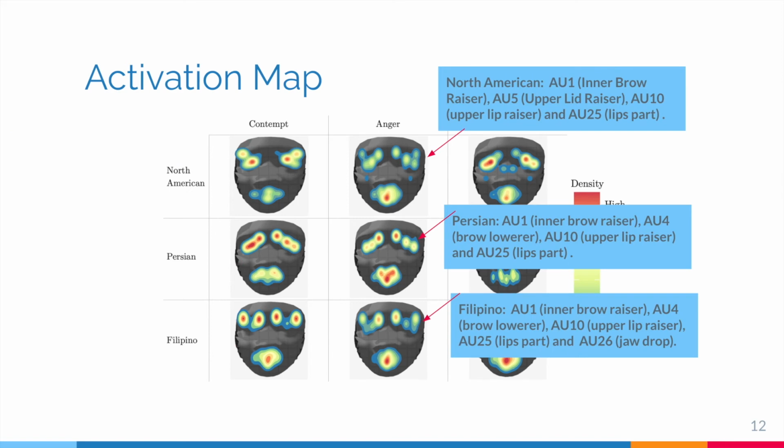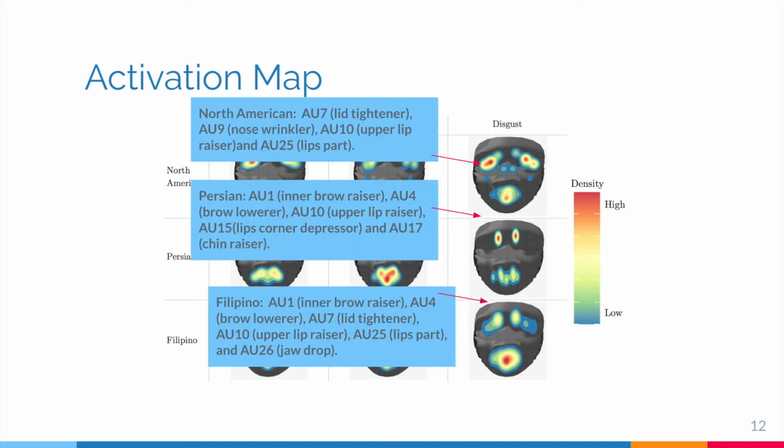For anger, the only activated action unit that resembled prototypical anger for North American was Action Unit 5, while both Persian and Filipino had Action Unit 4 activated. However, anger did look similar cross-culturally, with Action Unit 1, Action Unit 10, and Action Unit 25 commonly being activated. Disgust for the North American dataset showed the only activation of AU9 out of all three cultures, while Persian has the most similarities with prototypical disgust, with Action Unit 4, Action Unit 10, and Action Unit 17 all being activated.